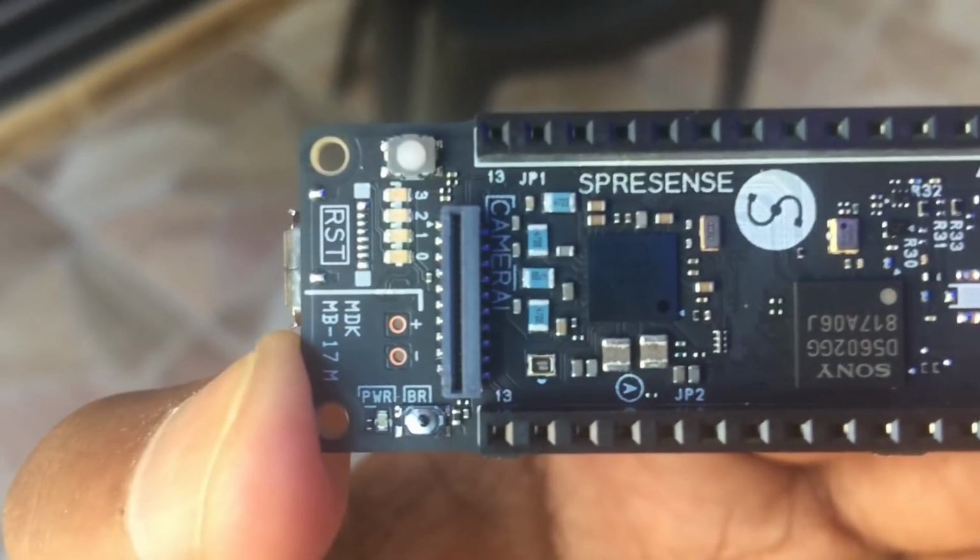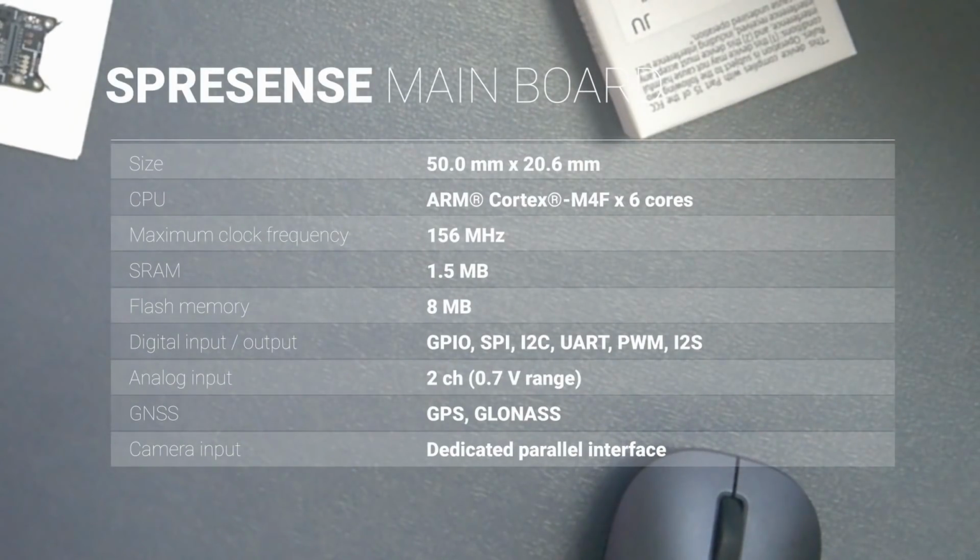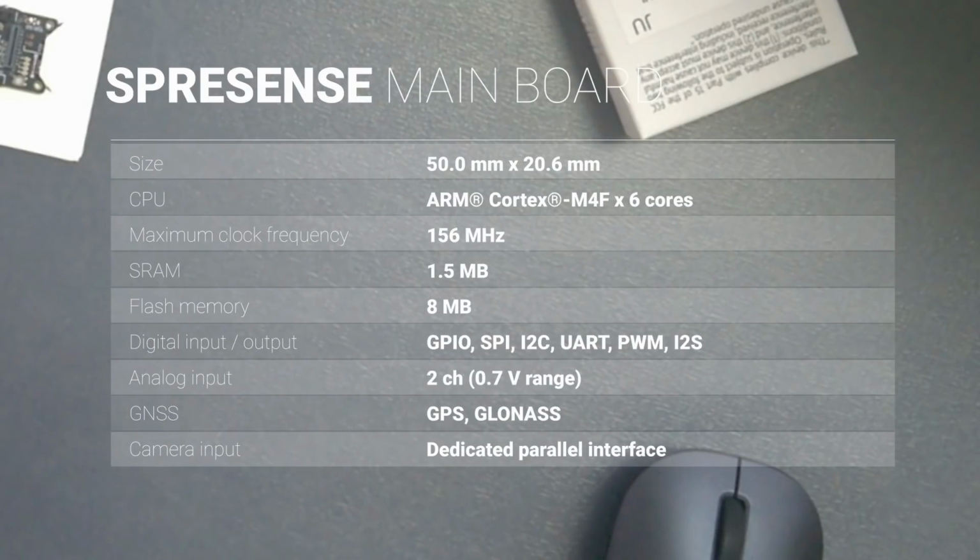Let's talk about the specs. The board is equipped with a 6-core ARM Cortex M4F. Max clock frequency is 156 MHz. SDRAM is 1.5 MB. Flash memory is 8 MB. And we have digital input output supporting GPIO, SPI, I2C, UART, PWM, and I2S. Analog terminal, 2-channel, and of course, as we said, global navigation satellite system, GNSS, supporting GPS and GLONASS. And on board we have a camera interface. You can find a full comparison between this board and Arduino in the description below.